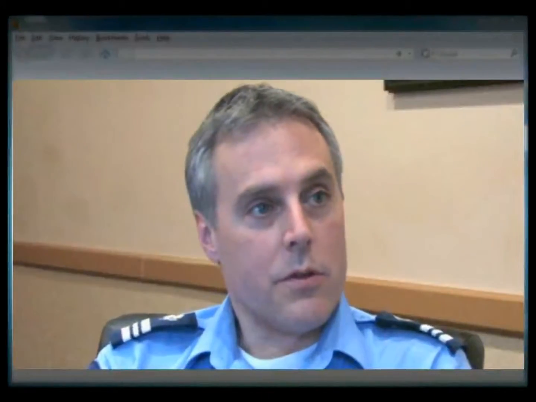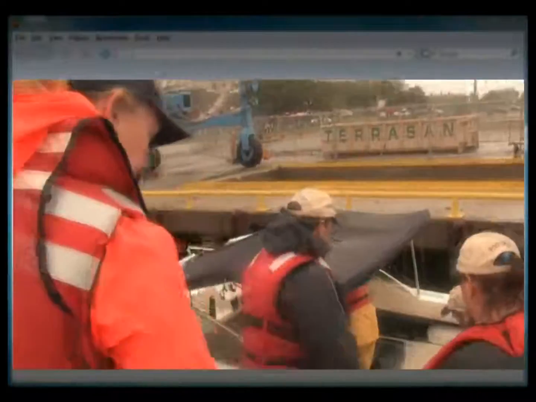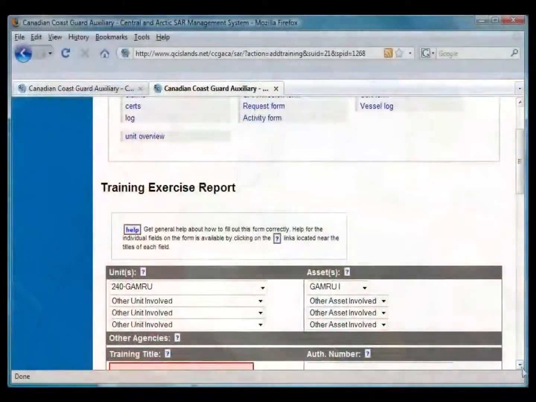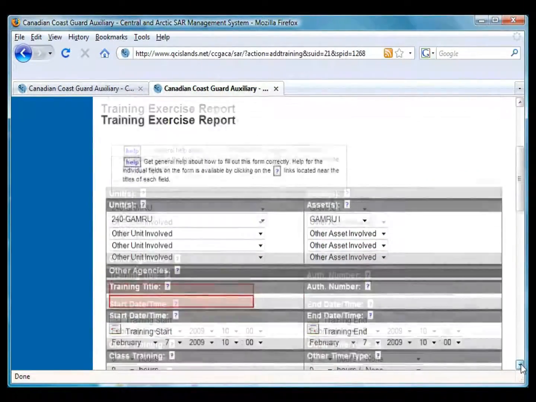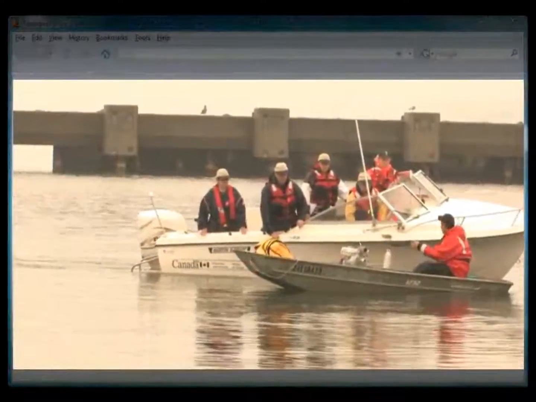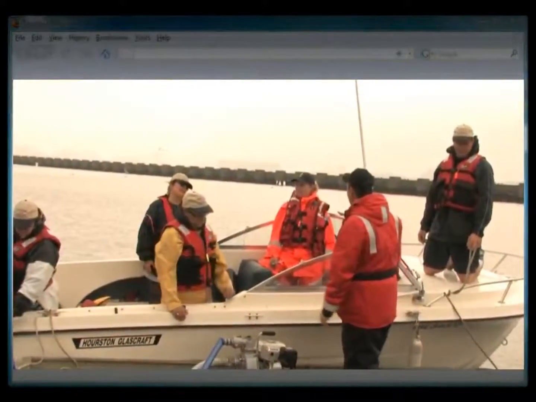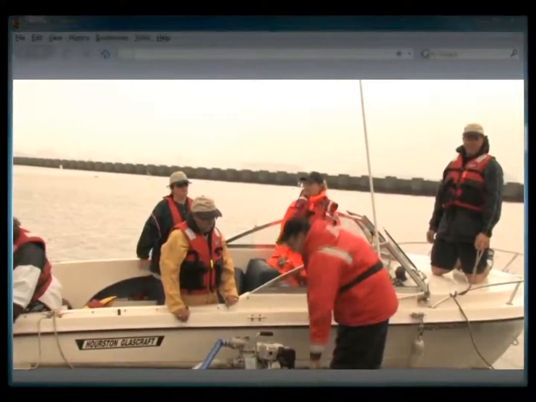Starting at the unit level, this system will allow unit leaders or the training officers to see where some of their members are at in terms of training, how many hours they're putting in, see where improvements need to be made. In the past, a lot of it was probably a little bit ad hoc. Having a system like this will allow the units to really manage what they're doing in terms of their training and their personnel and their assets.